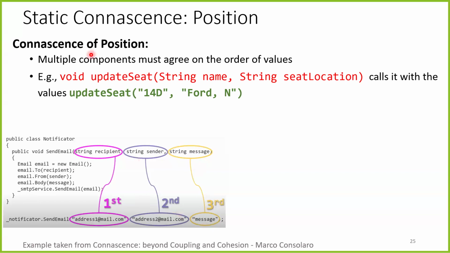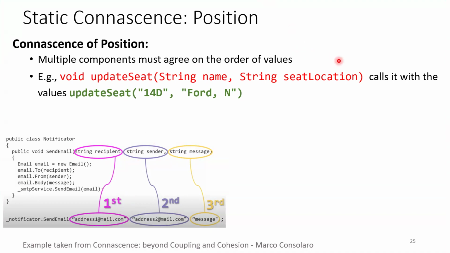So again, connaissance of position says you must agree on what is the position in which we expect values if two components depend on each other. So if I update something here, it has to be updated in all those other pieces of code that depend on this notificator. Okay. So this is one way we can make mistakes. As you can see, string, string, string, and in a string, I can write anything.